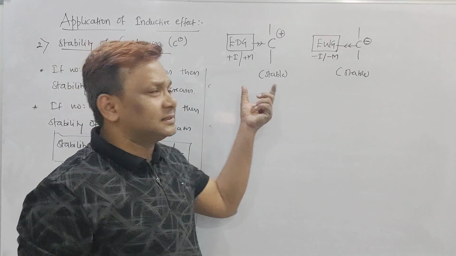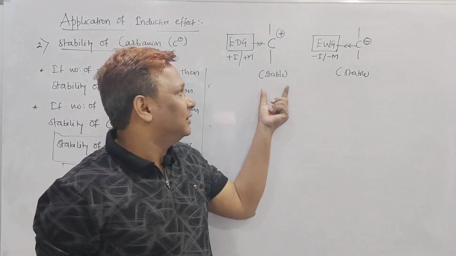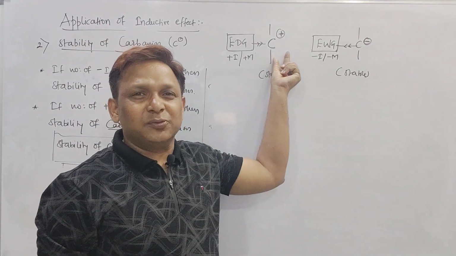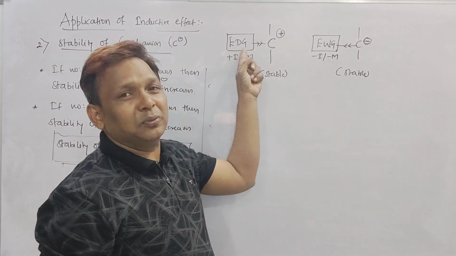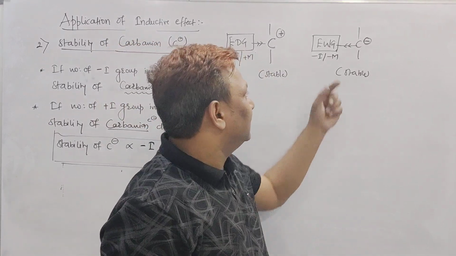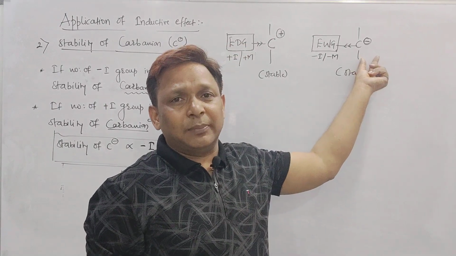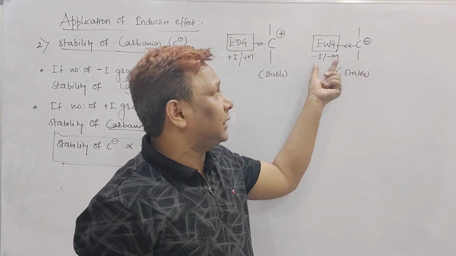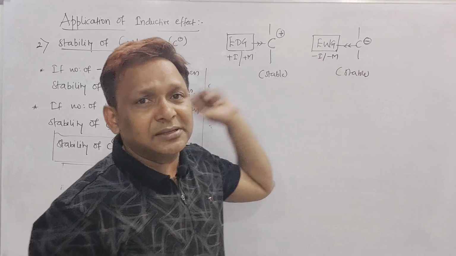So among all, this is a core concept of the organic part. Positively charged species are stabilized by a donating group. And what is a donating group, beta? Plus I or plus M. Negatively charged species are stabilized by a withdrawing group. Beta, what is a withdrawing group? Minus I or minus M.